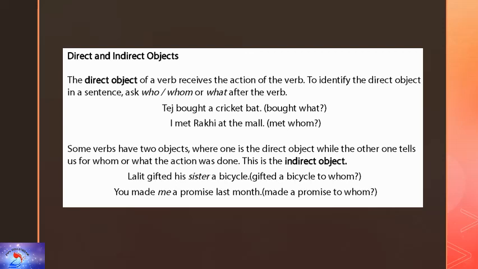So Lalit gifted his sister a bicycle. So gifted a bicycle to whom? You made me a promise last month. Made a promise to whom?